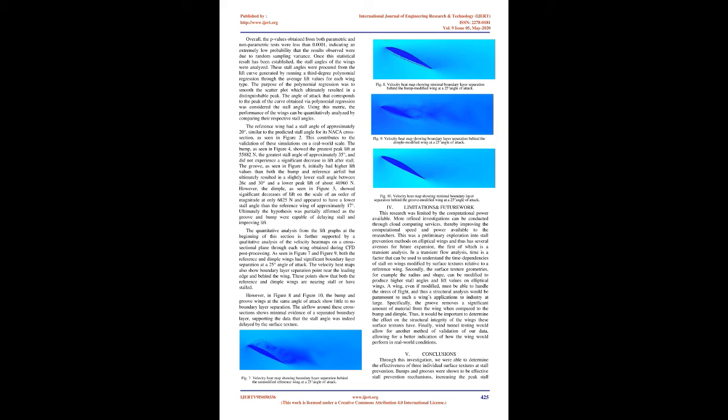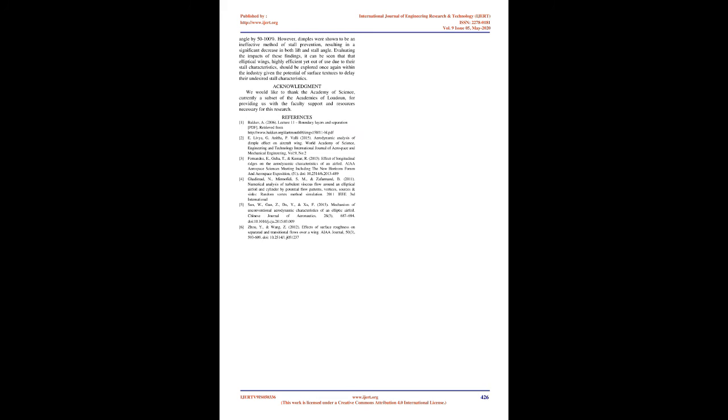The groove, as seen in Figure 6, initially had higher lift values than both the bump and reference airfoil, but ultimately resulted in a slightly lower stall angle between 26 and 30 degrees and a lower peak lift of about 46,960 N. However, the dimple, as seen in Figure 5, showed significant decreases of lift on the scale of an order of magnitude at only 6,825 N and appeared to have a lower stall angle than the reference wing of approximately 17 degrees. Ultimately, the hypothesis was partially affirmed as the groove and bump were capable of delaying stall and improving lift.